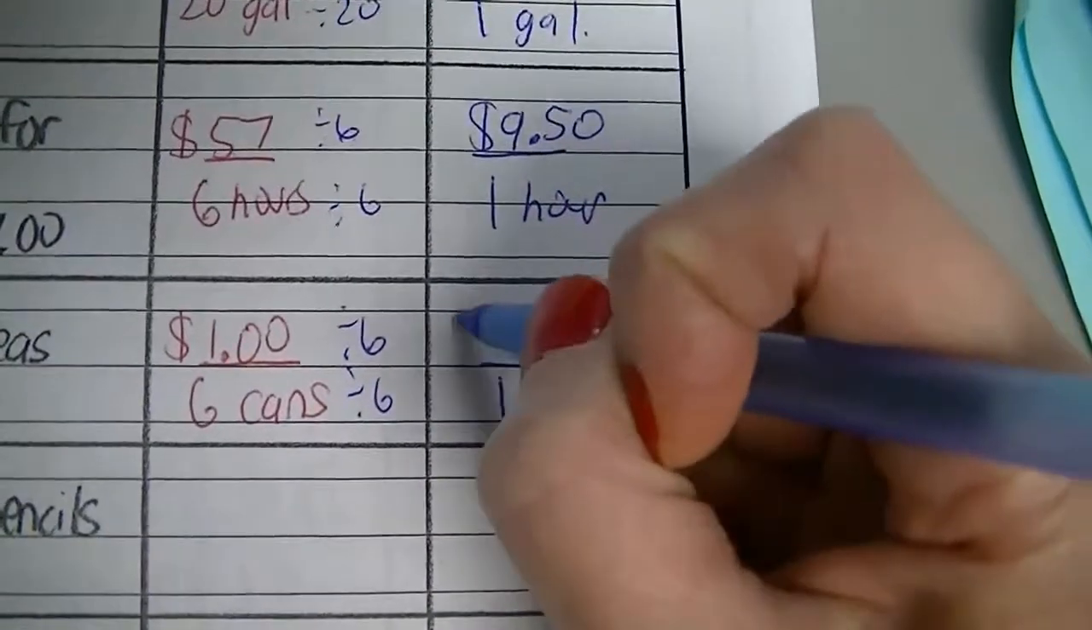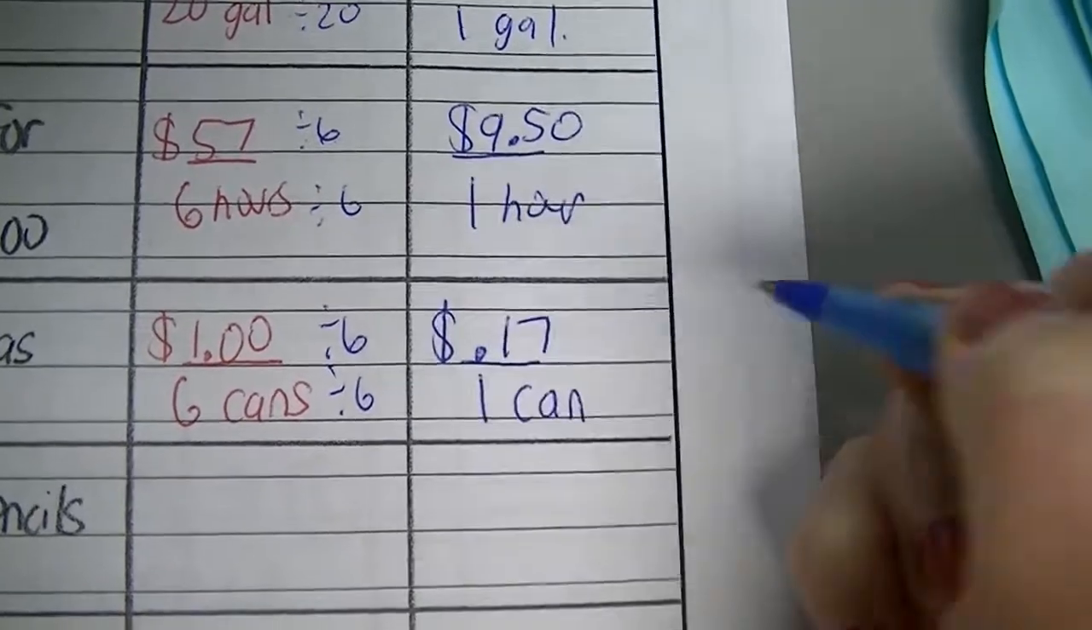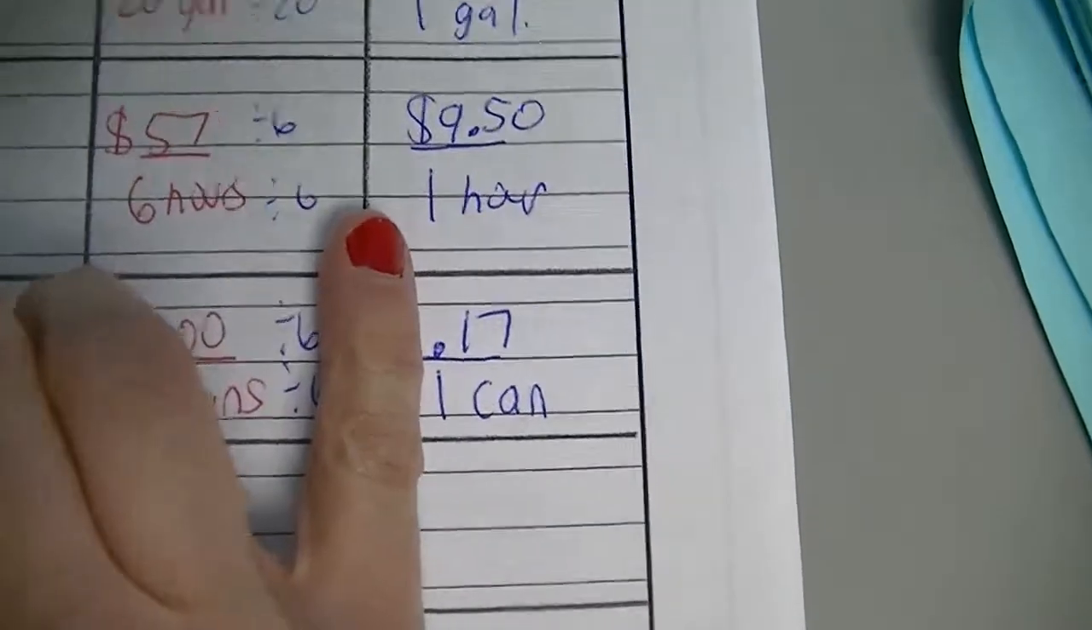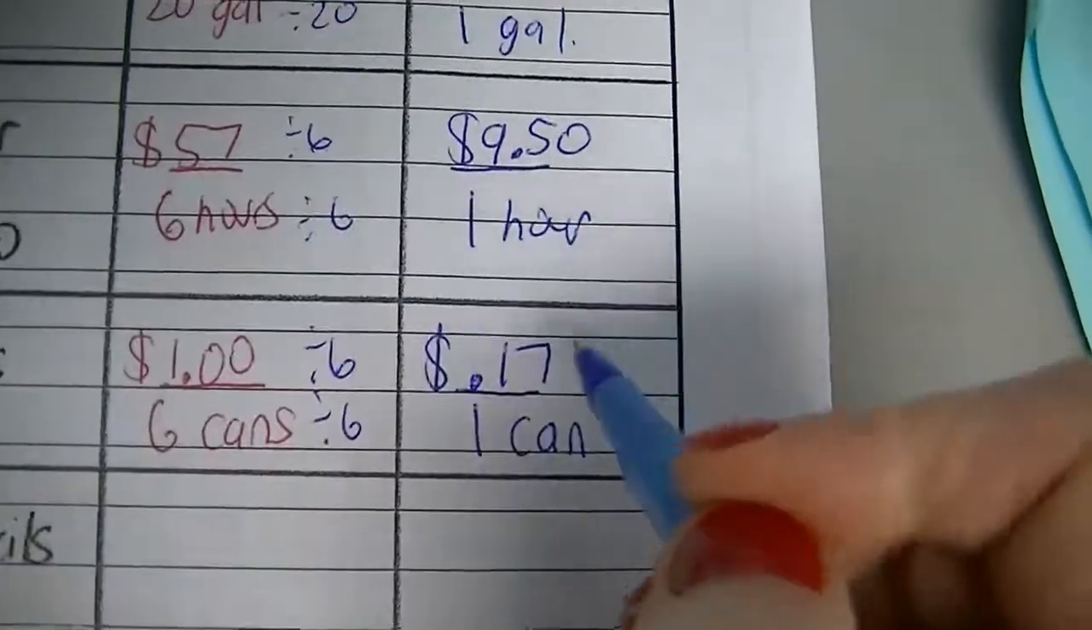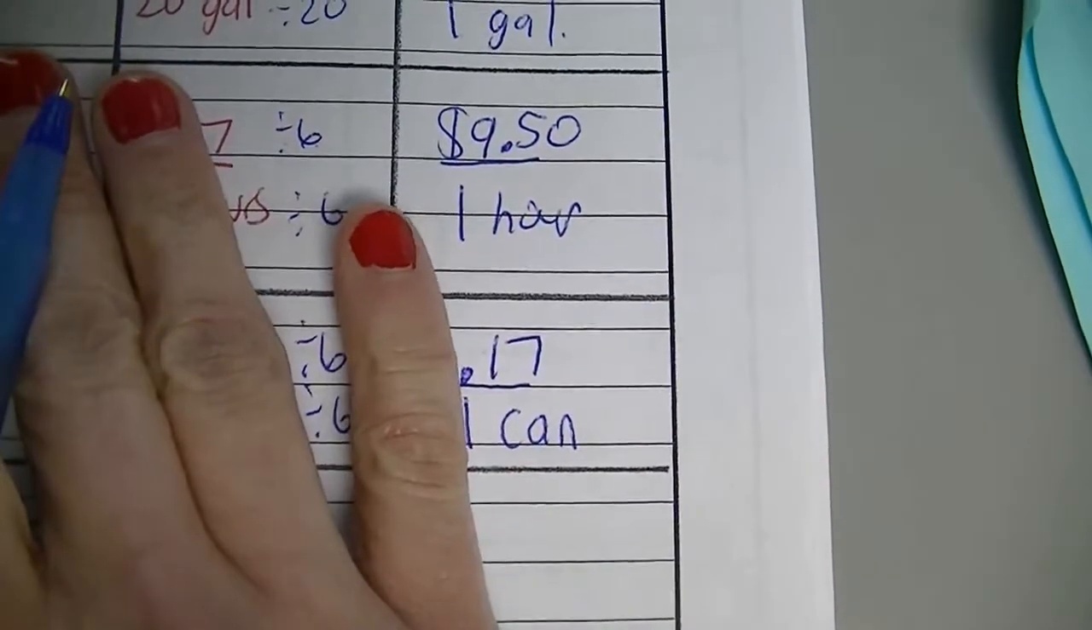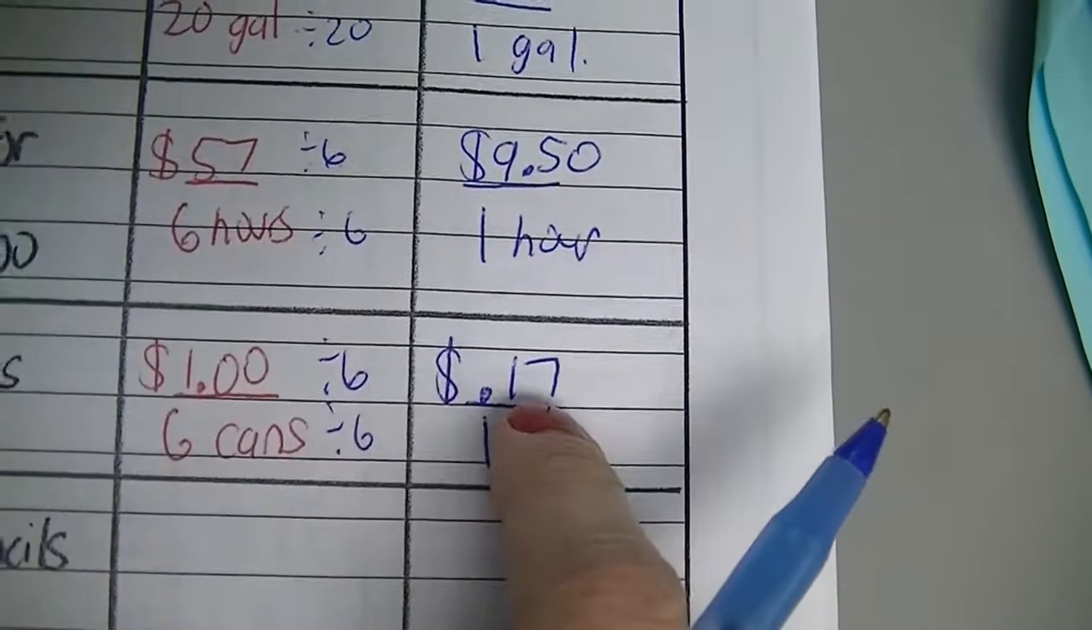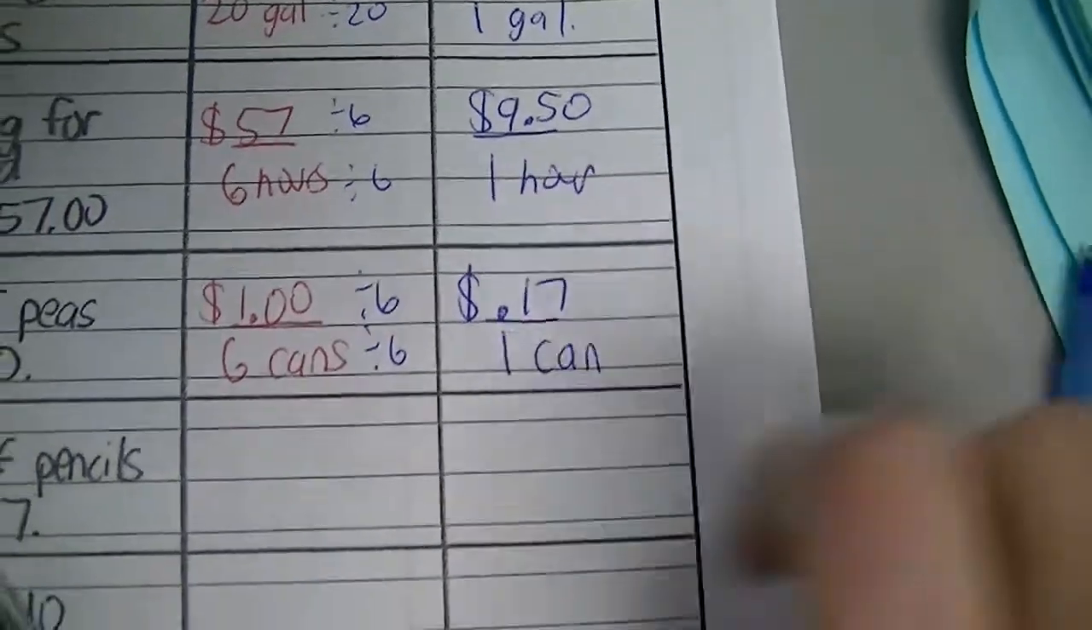And watch how I write it. So you put your $ sign, put your decimal like that, okay? Please don't do the decimal like that, 0.17, and put the cent sign, because that doesn't work out that way, okay? So that's how I want you to write it, please.